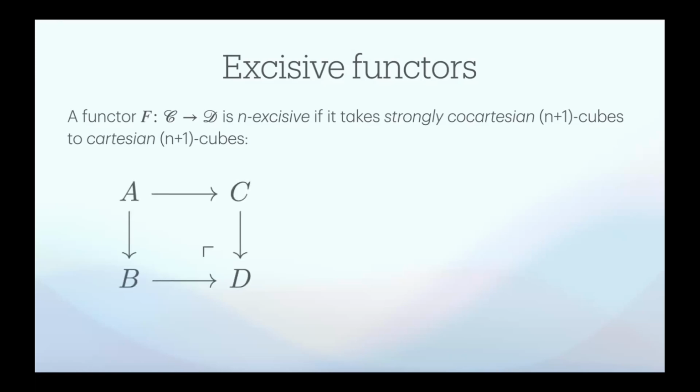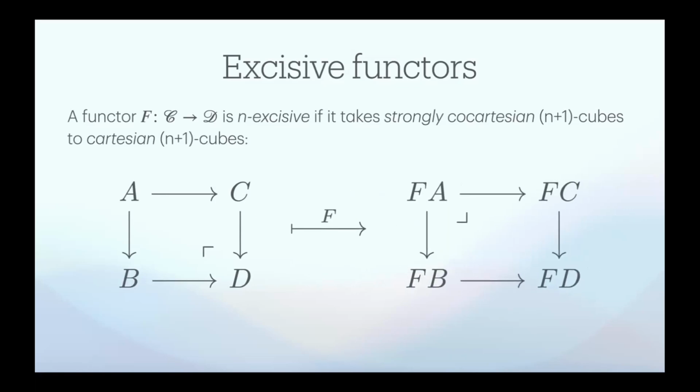If we take n equals 1, then the strongly co-Cartesian n plus 1 cube is simply defined as a homotopy push-out square. There's a homotopy push-out square, we can apply f to it, and a Cartesian two-dimensional cube is simply defined as a Cartesian square. So being 1-excisive is what people usually call just excisive. Namely, it's a functor that sends push-outs to pullbacks. It's a Mayer-Vietoris type thing, and f is some kind of homology theory in this setting.